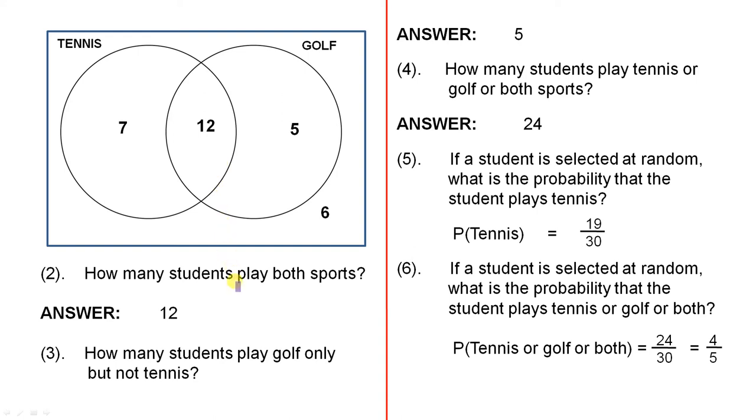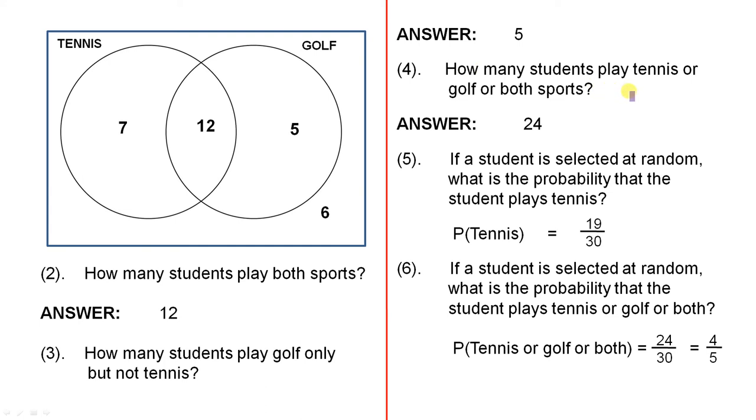Number 2. How many students play both sports? Both sports means the intersection. So it's 12. How many students play golf only but not tennis? Golf only, okay, but not tennis. 5. Just that section there.